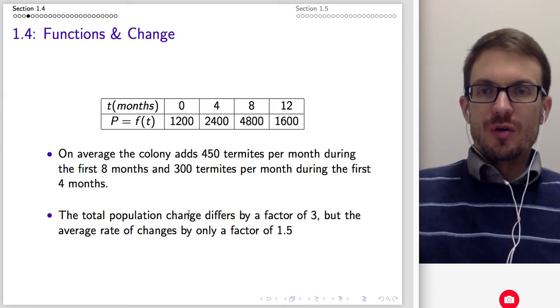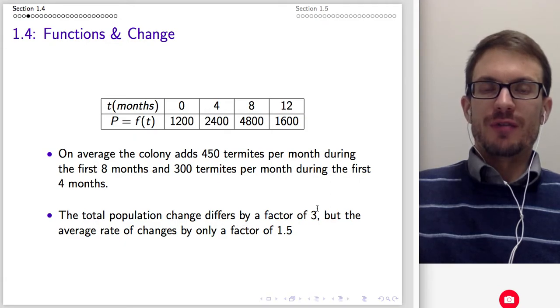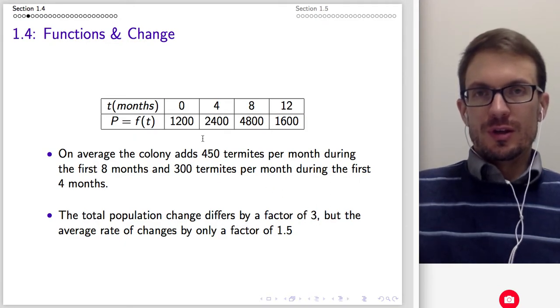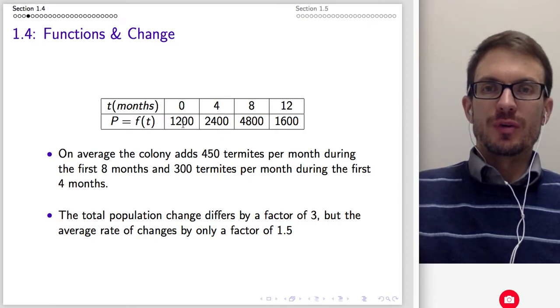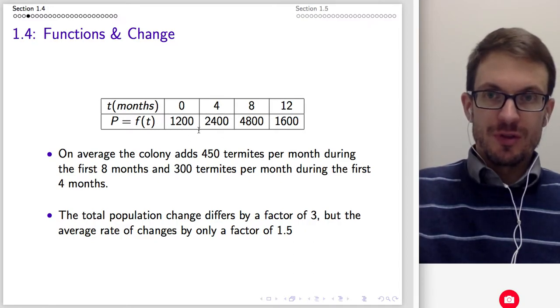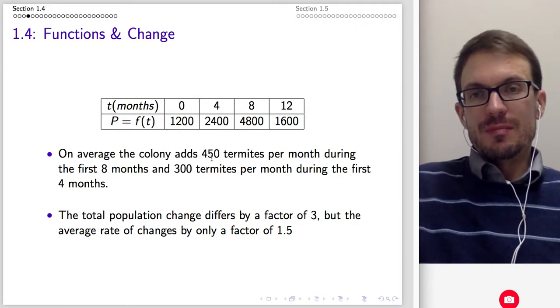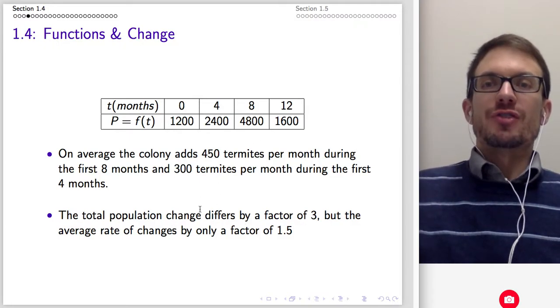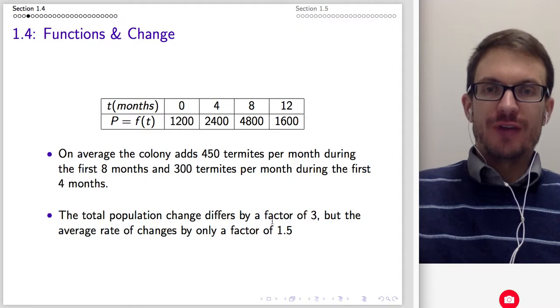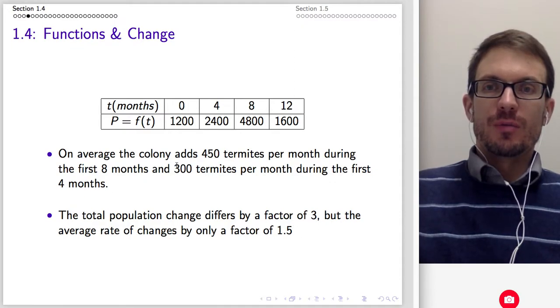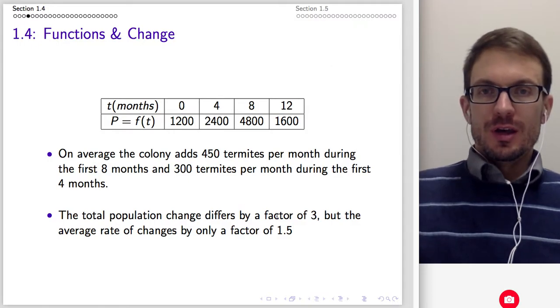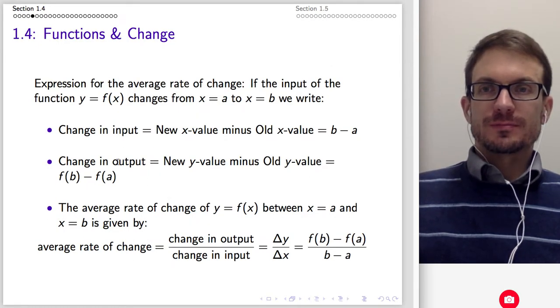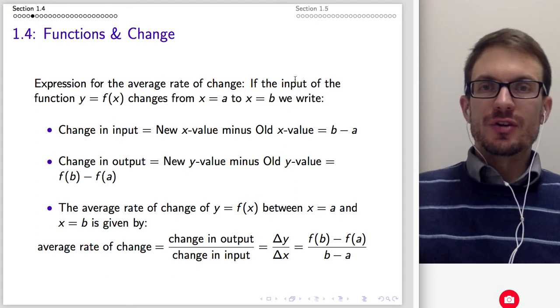We can see, oh, the total population change differed by a factor of 3, right? We grew 1200 termites from month 0 to month 4, and we grew 3600 termites from month 0 to month 8. And over that same period, the average rates of change differ by only a factor of 1.5, right? 1.5 times 300 is 450. All right. More generally, here's how we can talk about average rate of change.